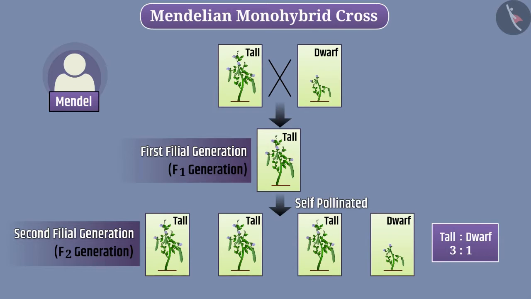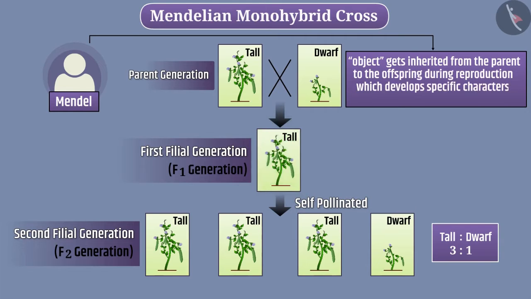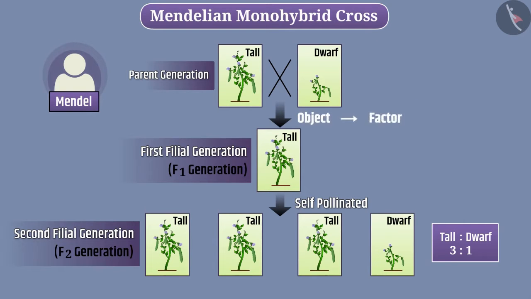The information of tallness and dwarfness must have been transmitted without any change from the parent generation to the F1 generation and from the F1 to the F2 generation. After understanding this fact, Mendel proposed that a certain object gets inherited from the parent to the offspring during reproduction, which develops specific characters in the offspring. Mendel called these objects factors. We call it a gene. Based on the above fact, we can say that a gene is a unit of heredity.